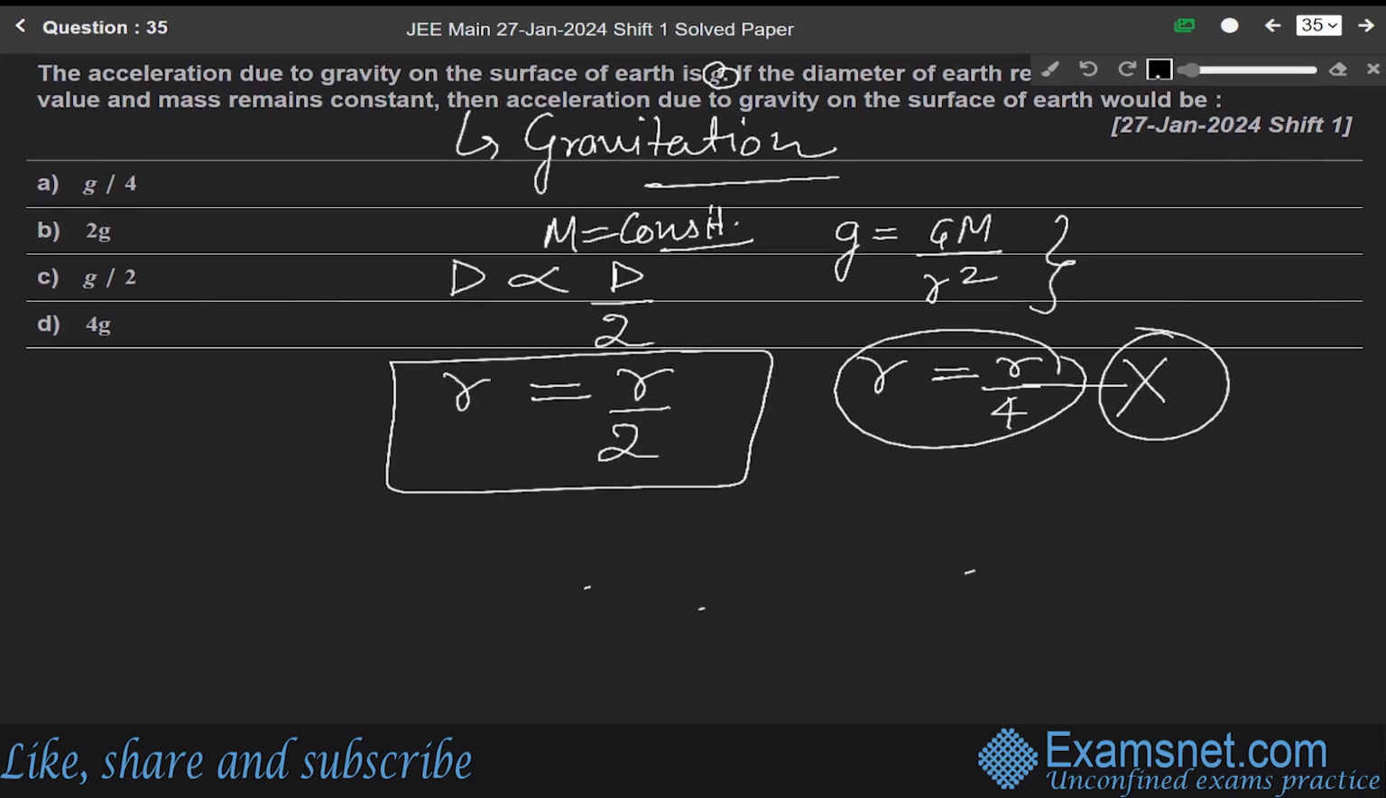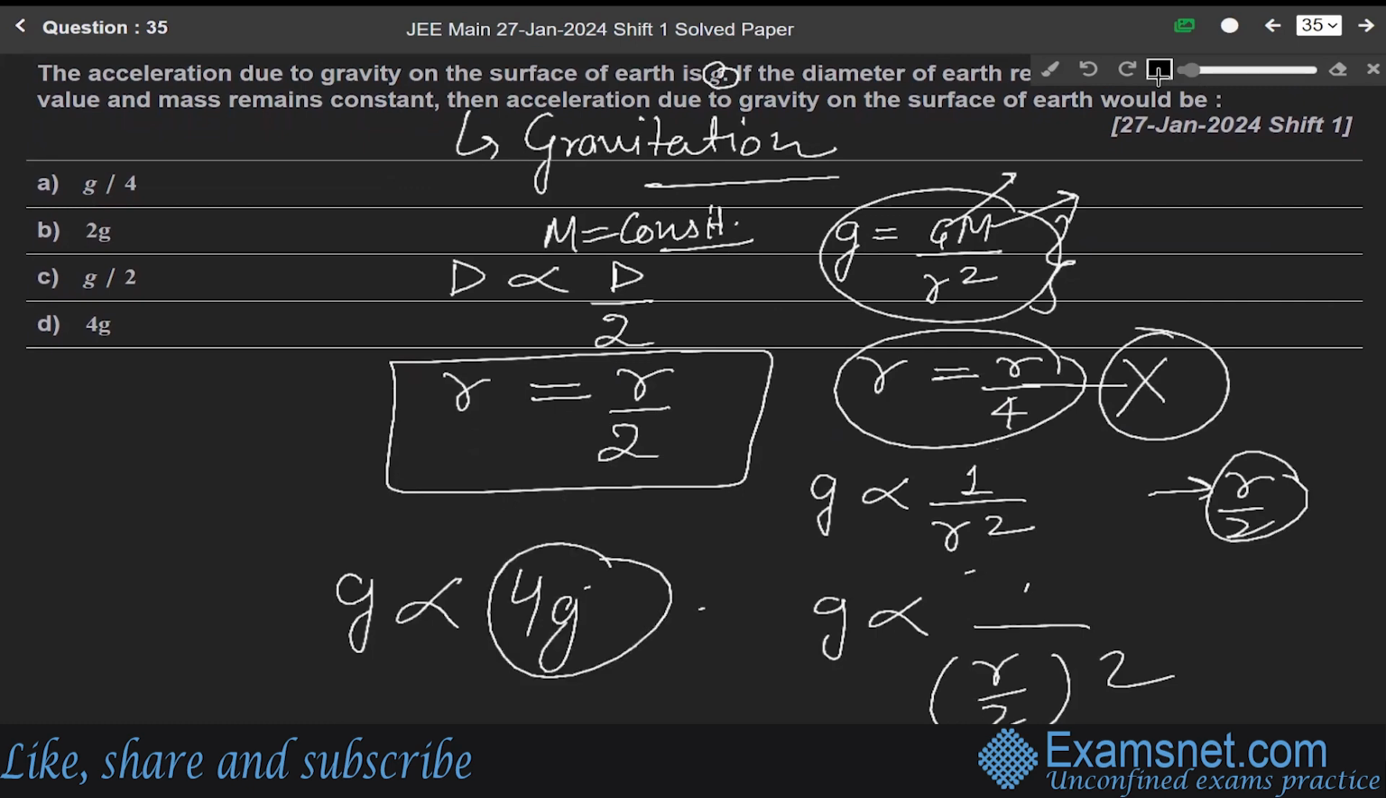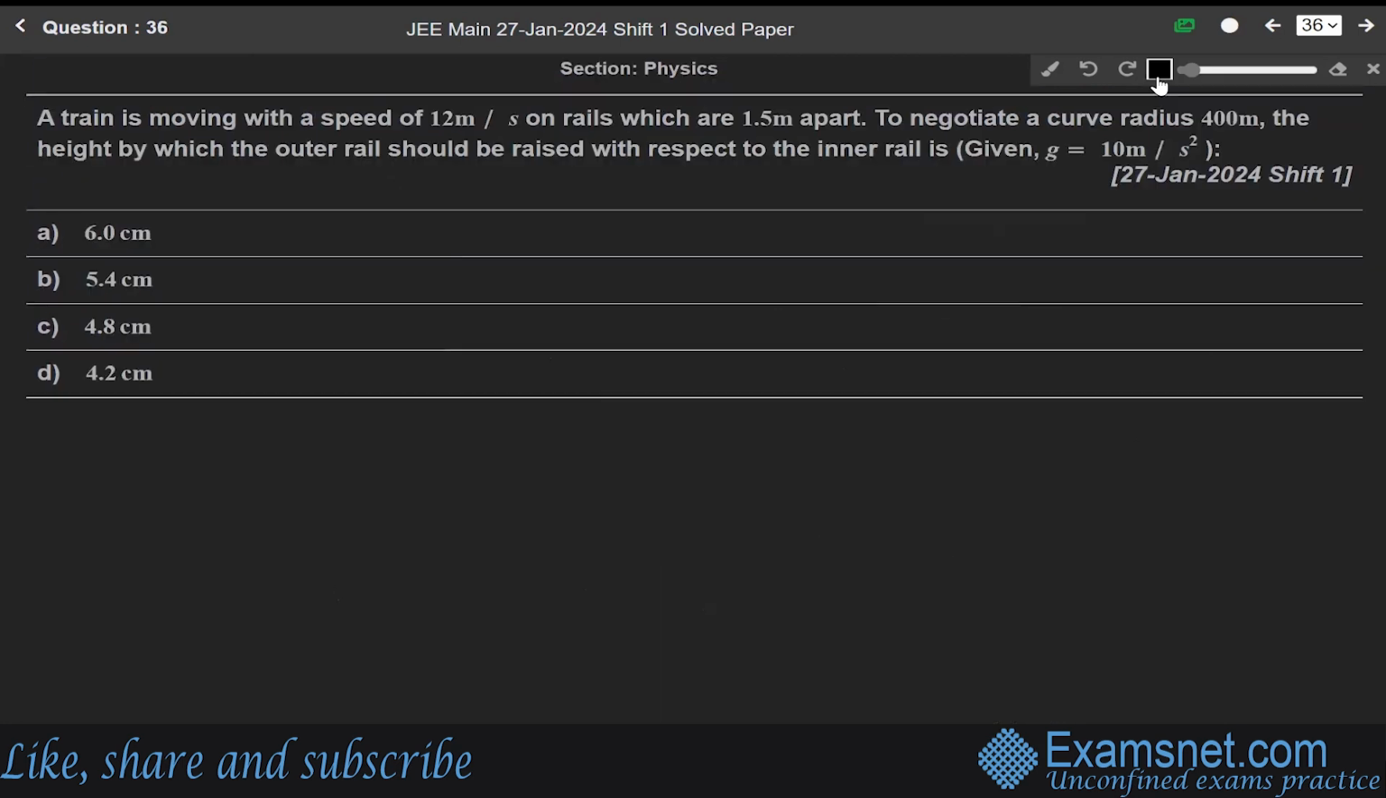So then the acceleration due to gravity on the surface of the earth would be. So from this, if mass remains constant, G is the constant. So g is directly proportional to 1 over r square. If r is changing to r by 2, then g will be changed to 4g. So the correct option is option D, that g will be equal to 4g. Now, next question, question number 36.